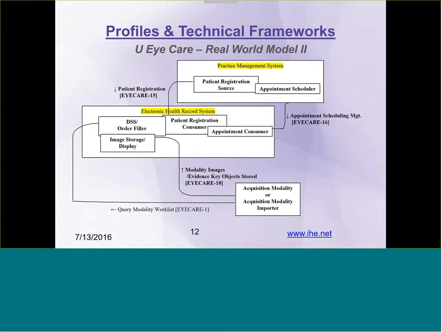Again, from the modality perspective, the difference for them is they have to be able to select those key images. So this Eye Care 18 transaction, modality images, evidence, key object stored, it's really nothing more than a DICOM store, but the main difference is I can select which data to store. I cannot just have a modality system that blasts everything that I generate and sends it to the EHR. Hey, that's an archive. Okay, so that model works well when you have an archive in RealWorld Model 1 or Model 3, but not for RealWorld Model 2. So that's really the key difference from an instrument, is the ability to select the key data.